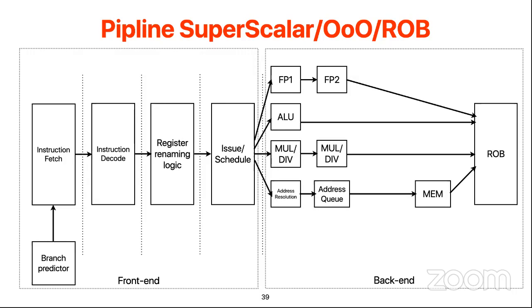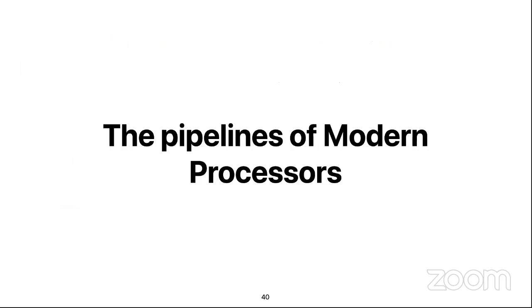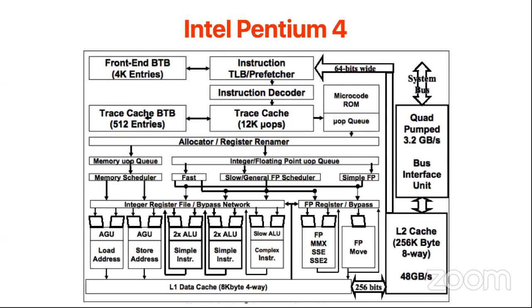But the reorder buffer also helps us solve the issue of exceptions and branch predictions. So if you look at the pipeline of modern processors, this is the Pentium 4, a processor from about 20 years ago, and its front end has a branch target buffer. You probably know what the BTB is. This part is the branch prediction, and with it we have the instruction fetch, instruction decoder, and a trace cache.